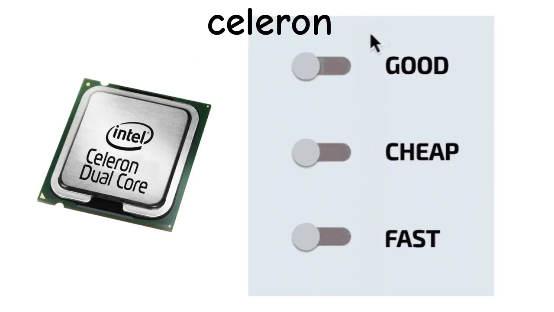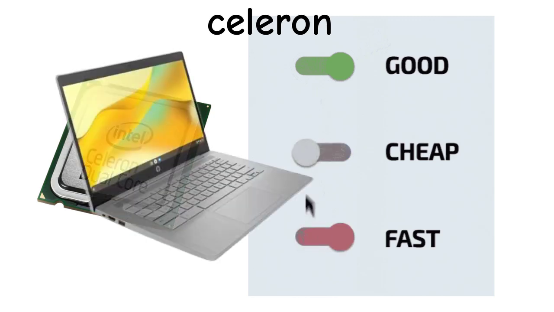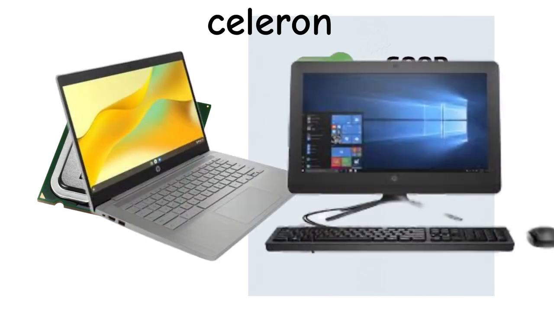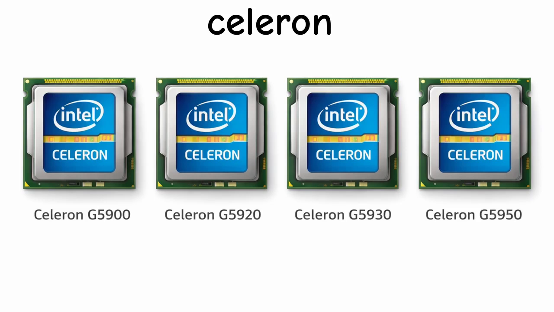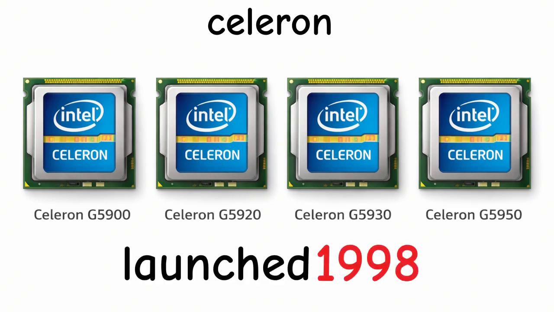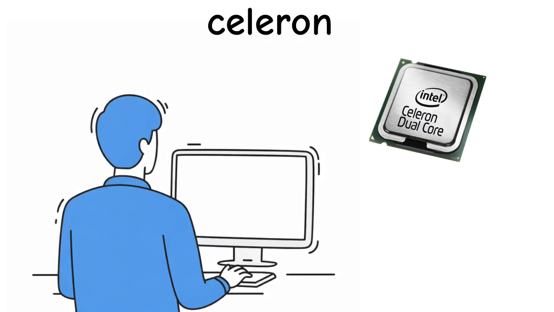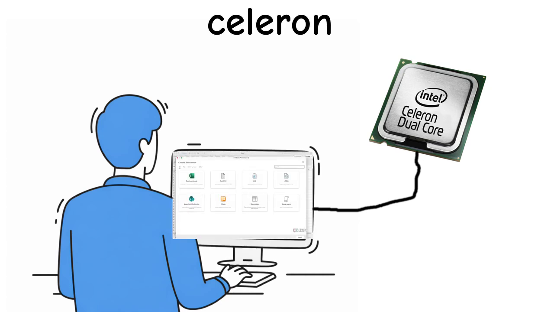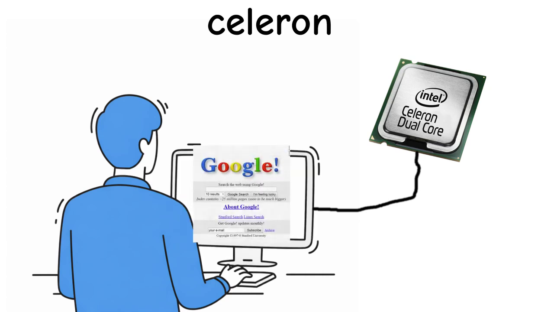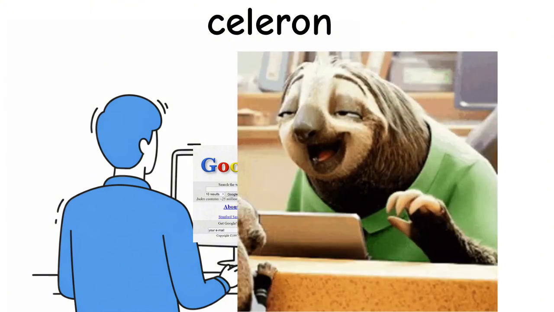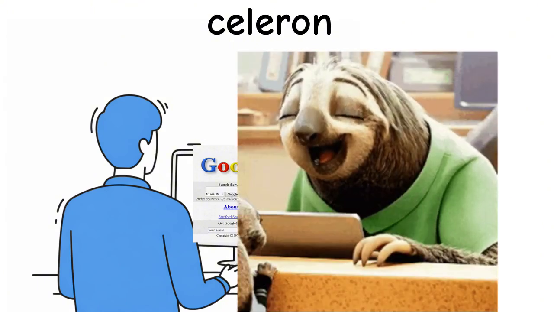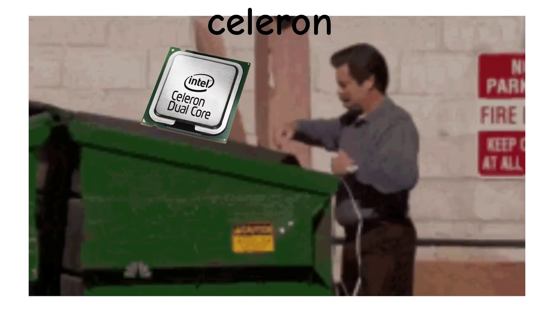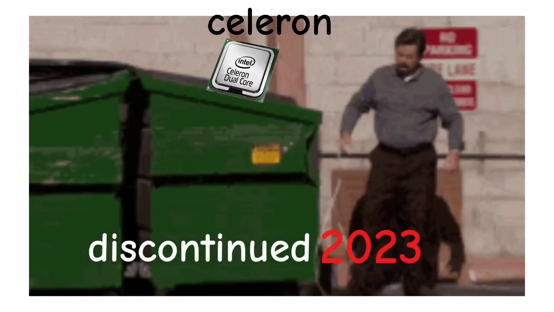Celeron. Intel Celeron was Intel's weakest processor series, and it was mainly used in very cheap laptops and entry-level computers. The Celeron processor family was first introduced in 1998. These processors were designed only for extremely basic tasks like typing documents, browsing a few websites, or running very lightweight programs. But once you started opening too many applications at the same time, the system would slow down quickly. Because of its limited performance, Intel also discontinued the Celeron series in 2023.